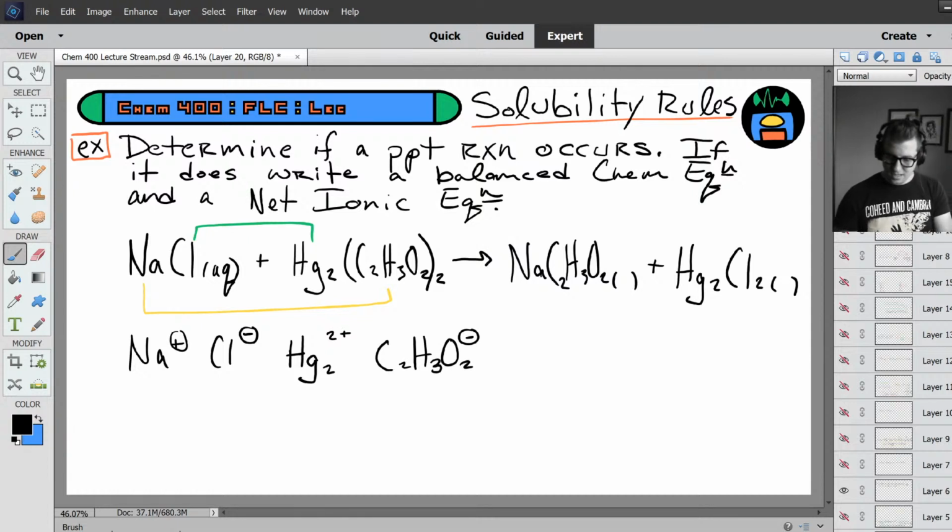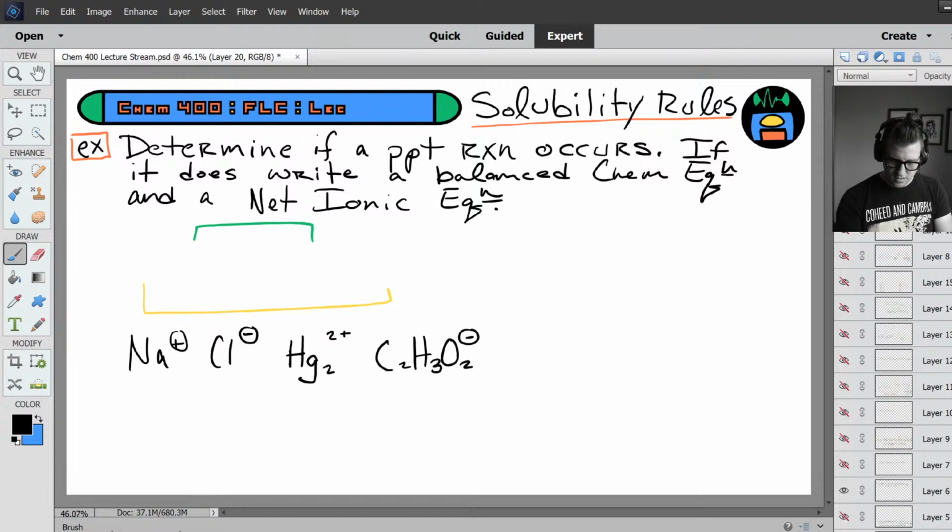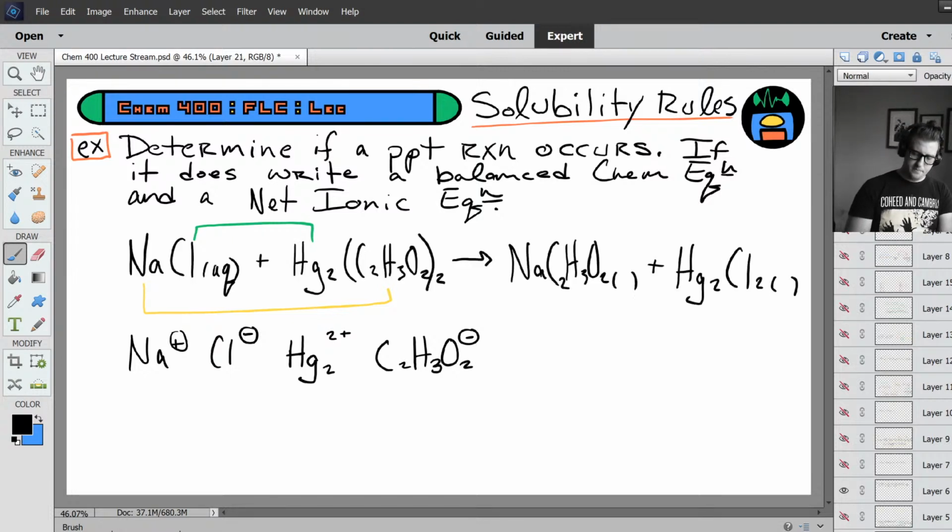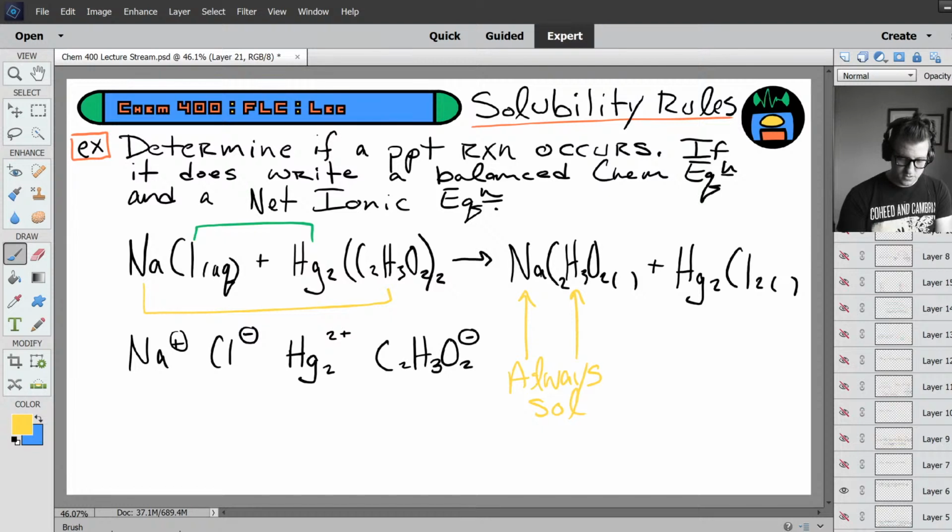All right. Now we have to determine whether these are soluble or insoluble. Again, actually, both sodium and acetate are always soluble. Both of them, the cation and the anion. This is a little bit of a dream team here. So, aqueous.